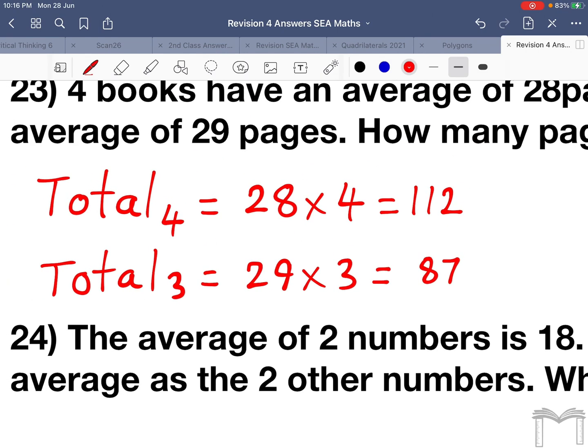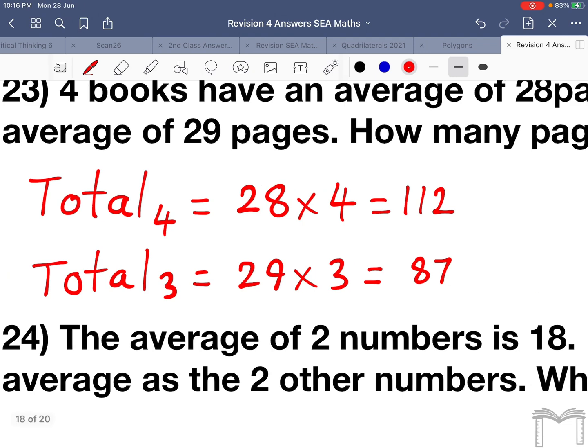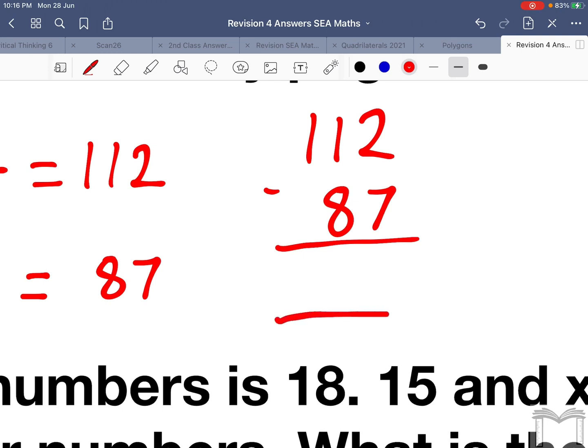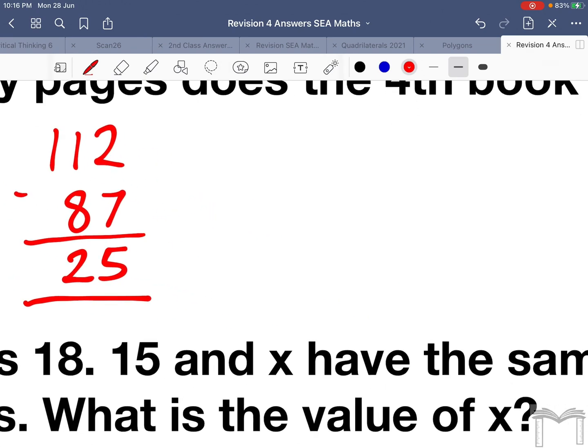So if we subtract the 3 books from the 4 books, we'll remain with the amount of pages for that one missing book, or that 4th book. When we subtract this, we get 25. So the answer is 25 pages.